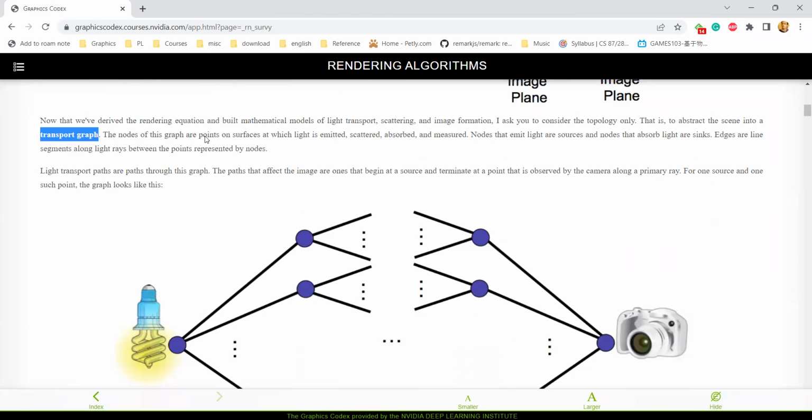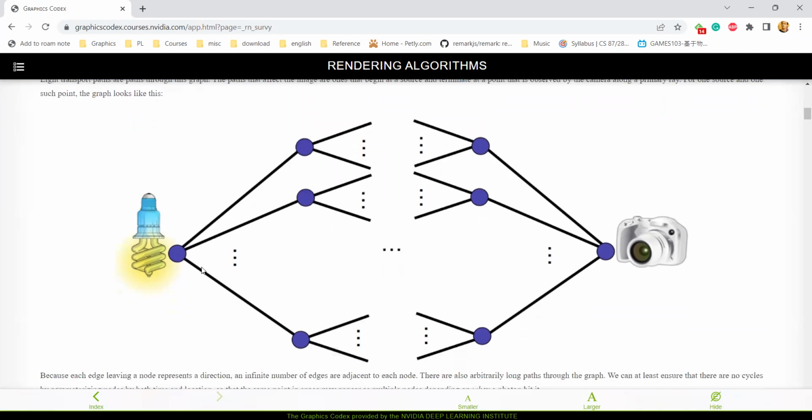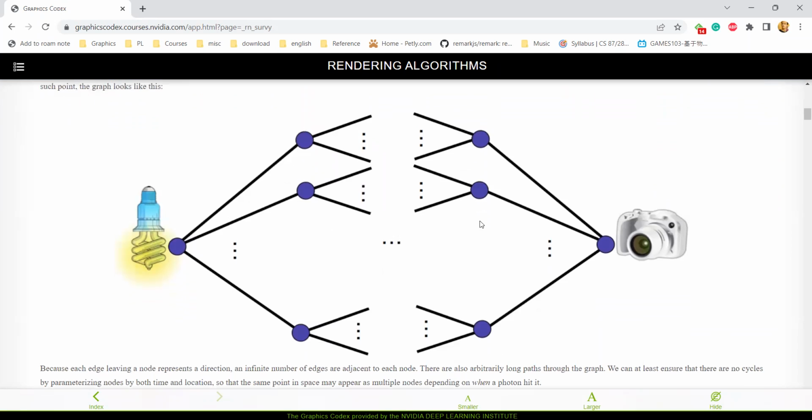The nodes of the graph are points on surfaces at which light is emitted, scattered, absorbed, and measured. Nodes that emit light are sources, and nodes that absorb light are sinks. Yeah, that makes sense. Edges are line segments along light rays between the points represented by nodes. Light transport paths pass through this graph.